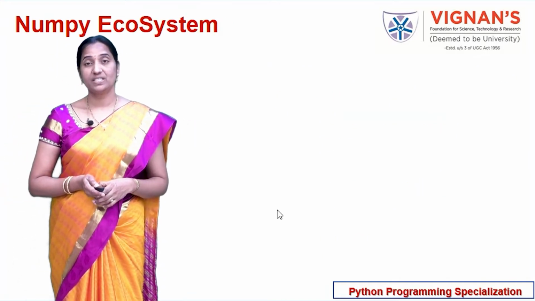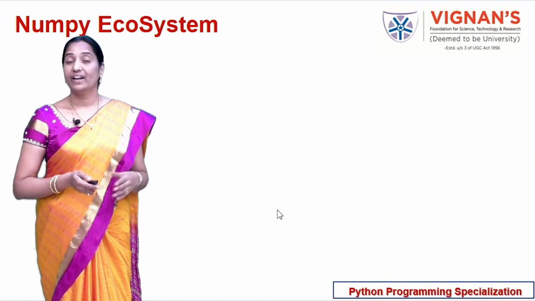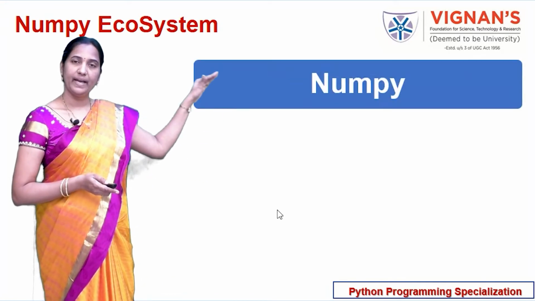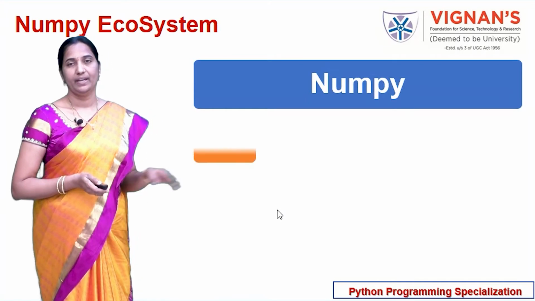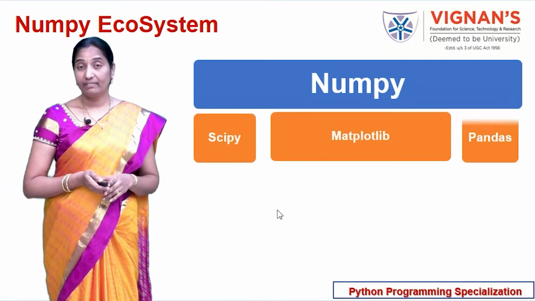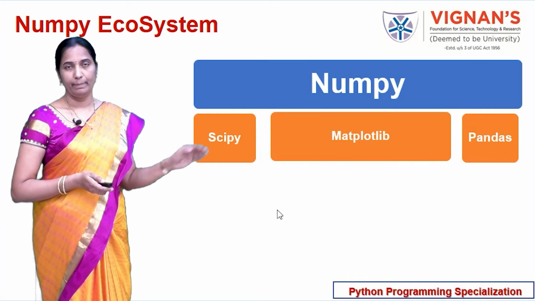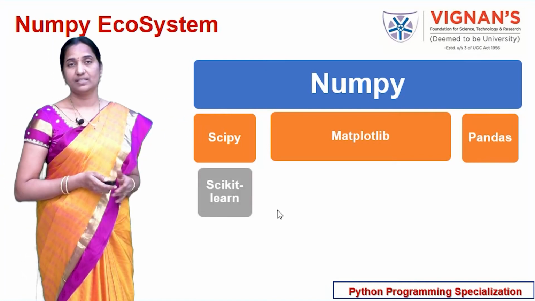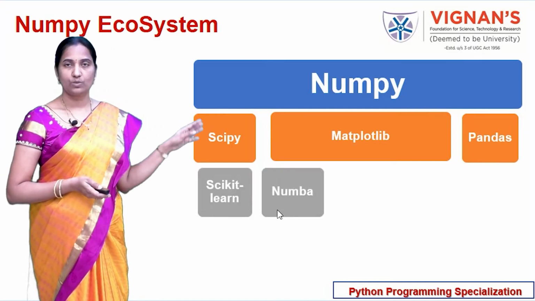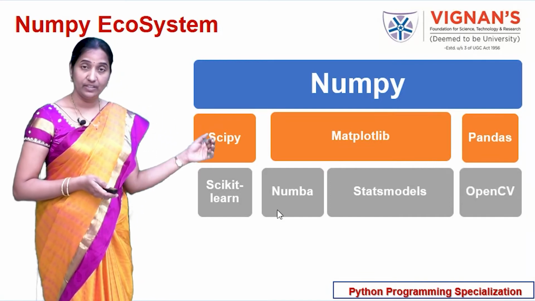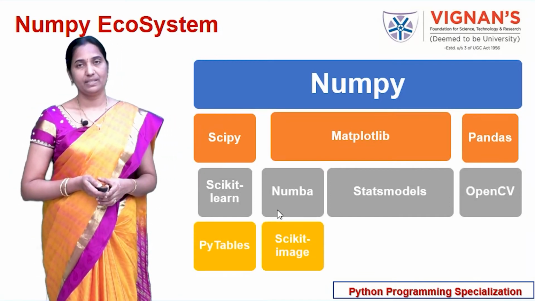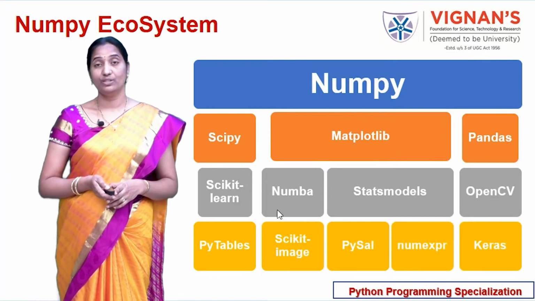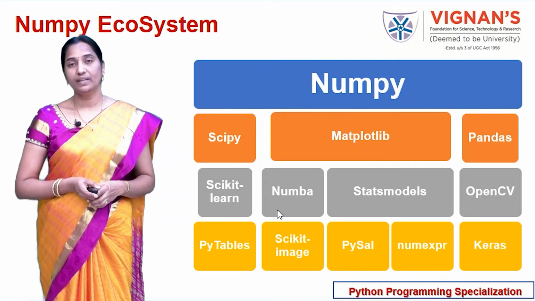Now let's have a look at the NumPy ecosystem. As NumPy is extensively used and has become very popular, multiple libraries have been developed on top of the NumPy package. If you assume NumPy as a basic package, then on top of NumPy there are various packages developed. You can see SciPy, Matplotlib, then Pandas, and you can even consider scikit-learn, then Numba, Statsmodels, then OpenCV, and in addition you have PyTables, scikit-image, PySAL, then NumExpr, and also the Keras module, which is extensively used for machine learning, especially deep learning applications.